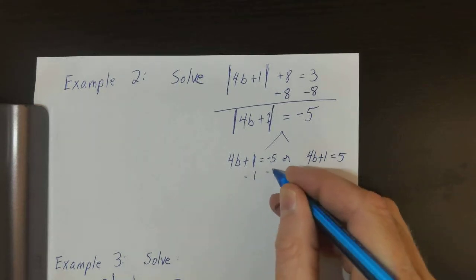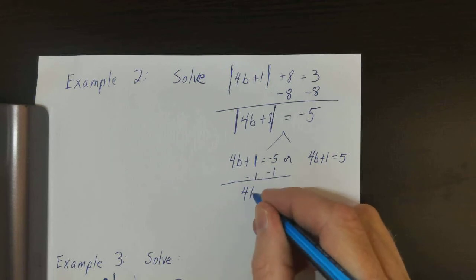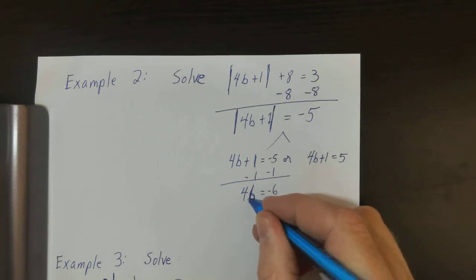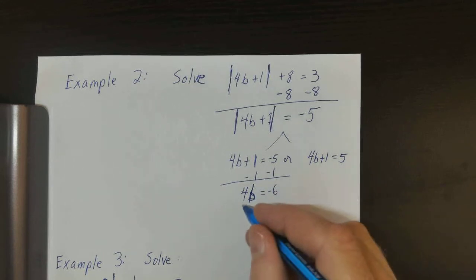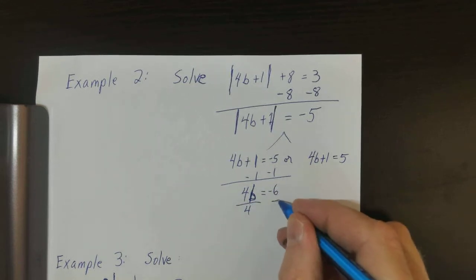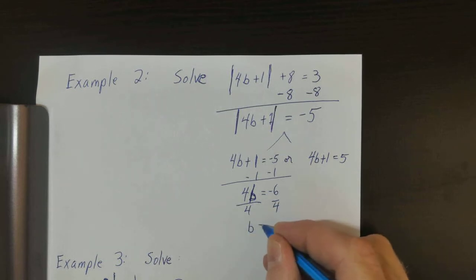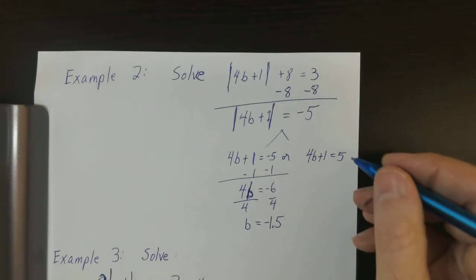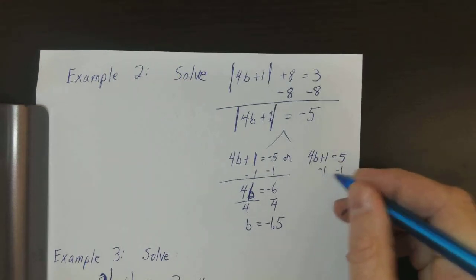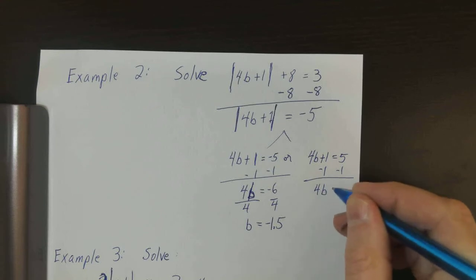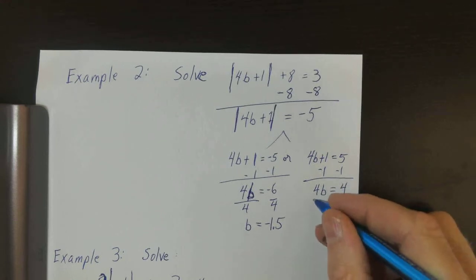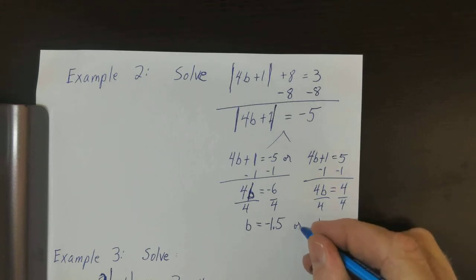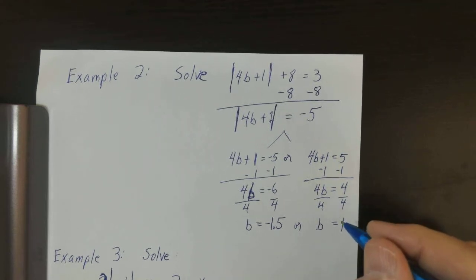I'm going to subtract 1 from both sides. I have 4b equals negative 6. Make sure to tell the difference between my b's and my 6's. Divide by 4. I think if you do that, you'll get b equals negative 1.5. Now I'm going to subtract 1 from both sides here, and I get 4b equals 4. Divide by 4, and I get my other answer, b equals 1.